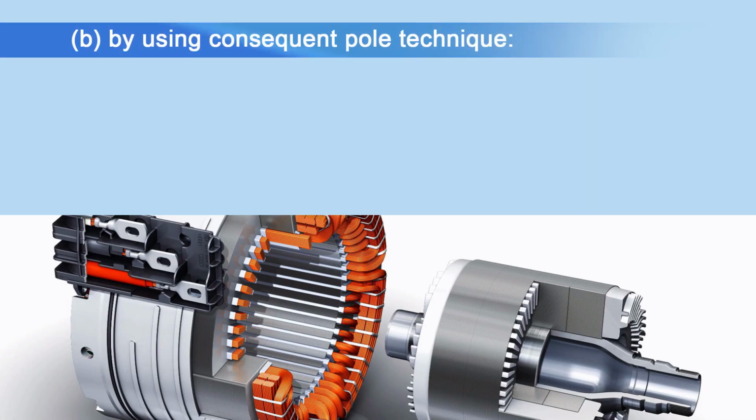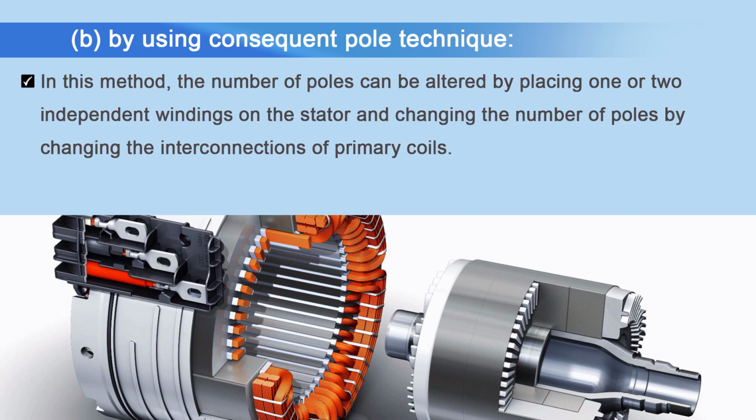So, what is the summary? We are not getting continuous change in speed. We are getting stepped response. Second technique of pole changing is by using consequent pole technique. In this method, number of poles can be altered by placing one or two independent winding on the stator and changing the number of poles by changing the interconnection of primary coils.